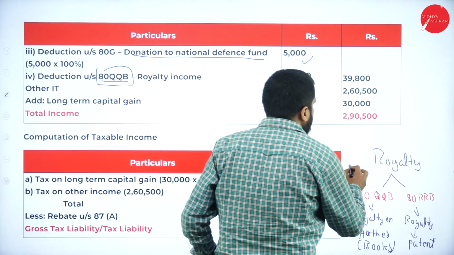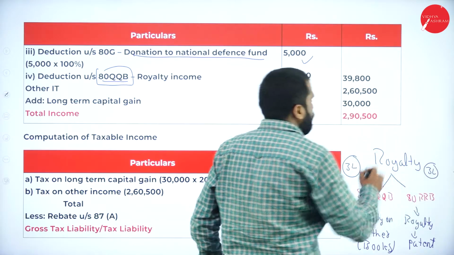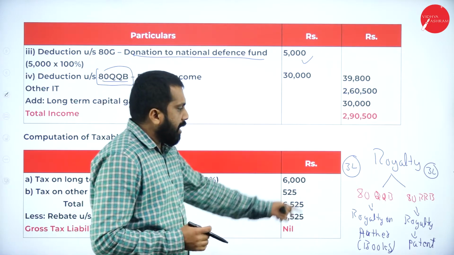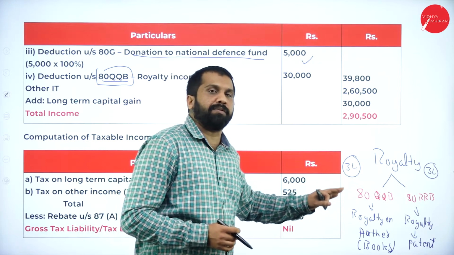Up to 3 lakh or the actual amount, whichever is less, has to be taken as exemption. Now, under 80QQB, we have 3 lakh. Under 80RRB, we have 3 lakh.